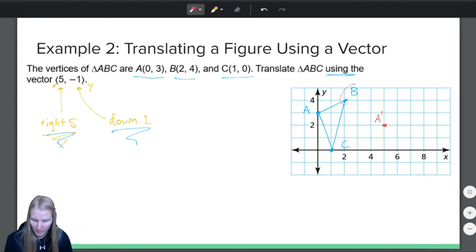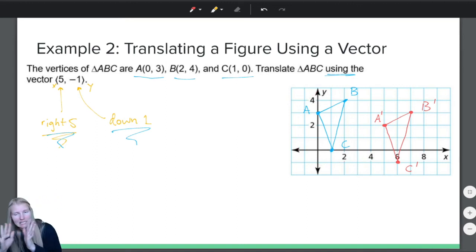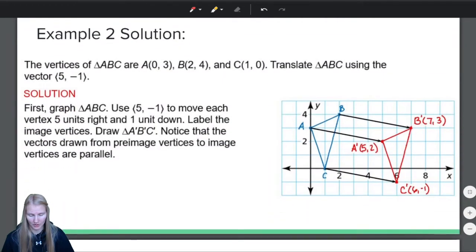Okay, we're going to do the same thing with point B. 1, 2, 3, 4, 5, and down 1. And point C. 1, 2, 3, 4, 5, and down 1. Make sure you label all of those points with B prime, C prime. And we will connect the dots. And there you have it. We translated triangle ABC. We slid it 5 units to the right, 1 unit down. So we are finished. And we can check and make sure that we were correct.